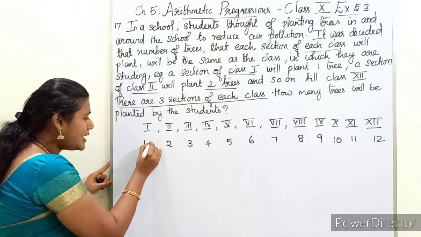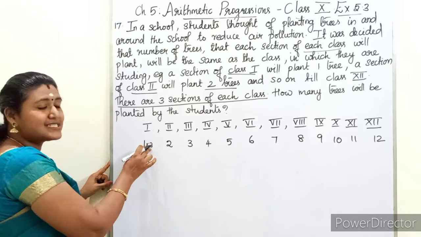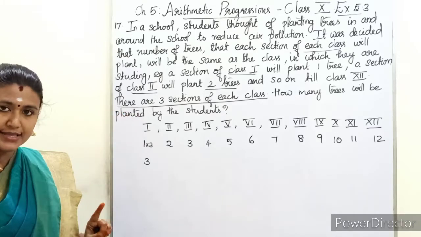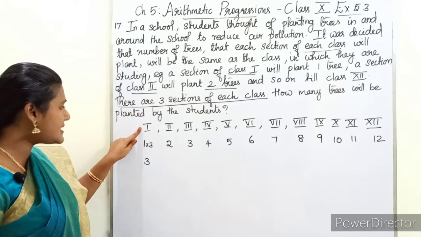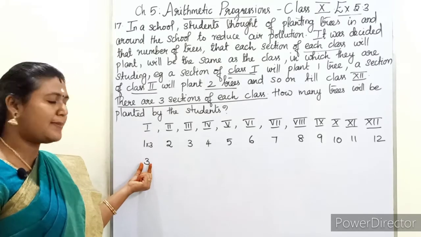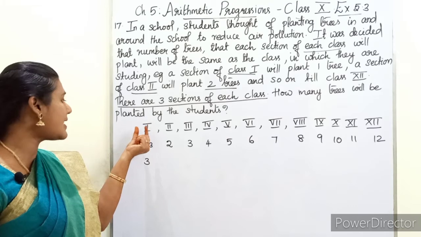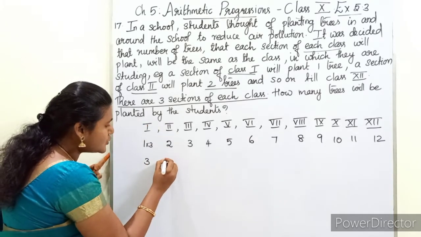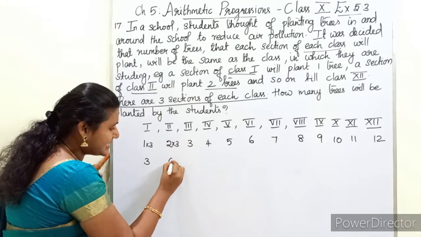That is 1 into 3, that is 3. Why this 3? Because there are 3 sections. In each class there are 3 sections, and in one section they will plant 1 tree. So there are 3 sections, so how many trees will be planted by class 1? 3. So the number of trees planted by class 2 will be 2 into 3, that is 6.